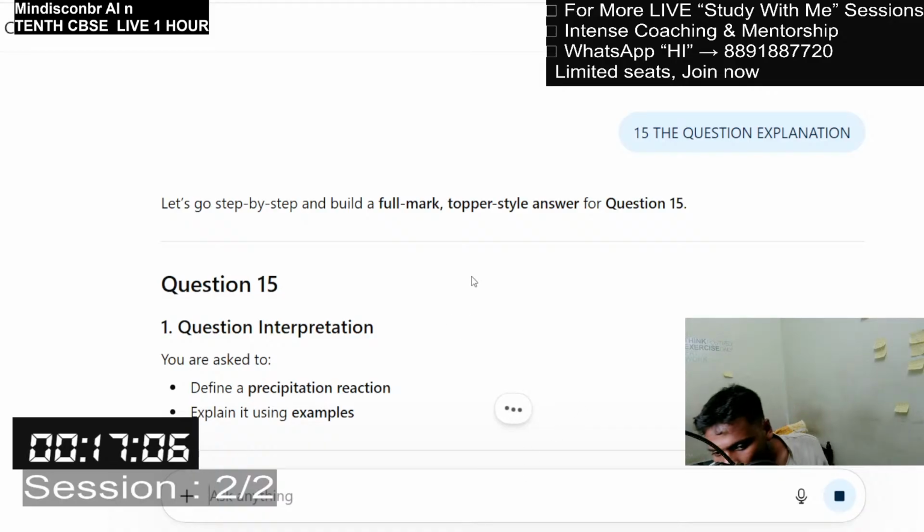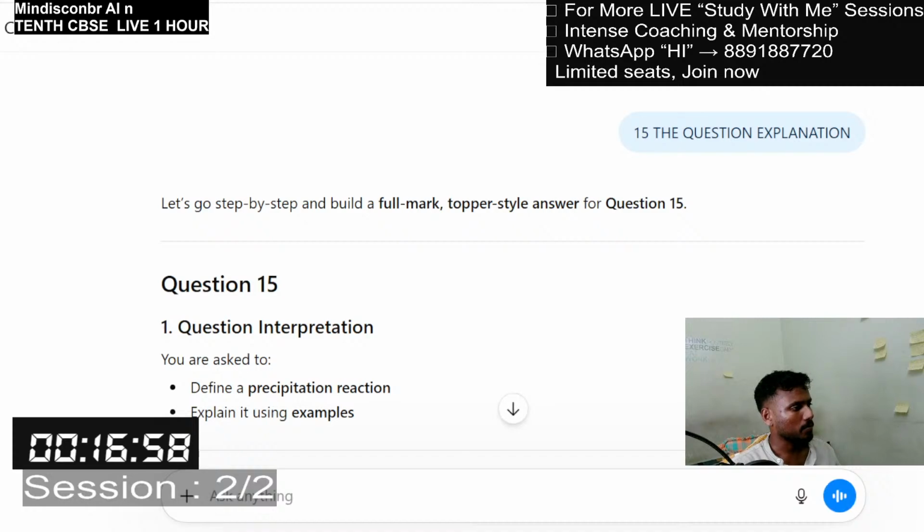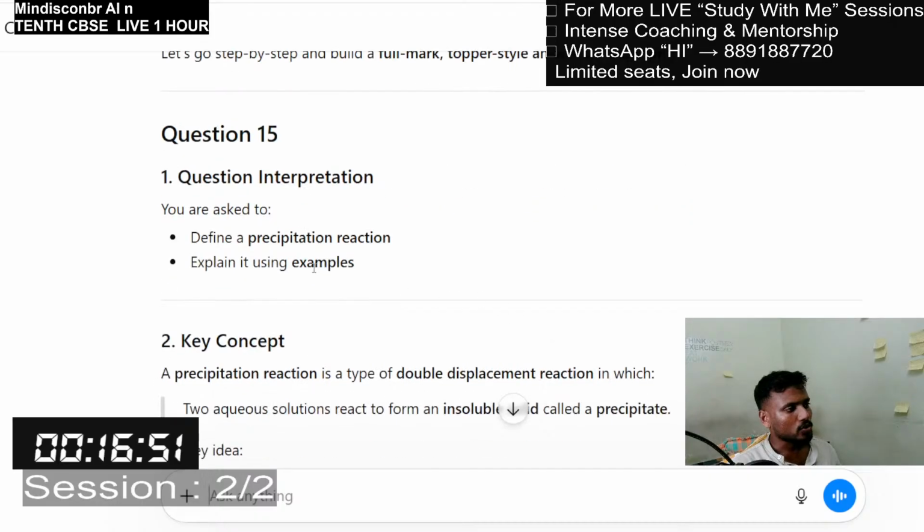What do you mean by precipitation reaction? Explain by giving examples. Okay. You are asked to define a precipitation reaction and explain it using examples. Key concept.